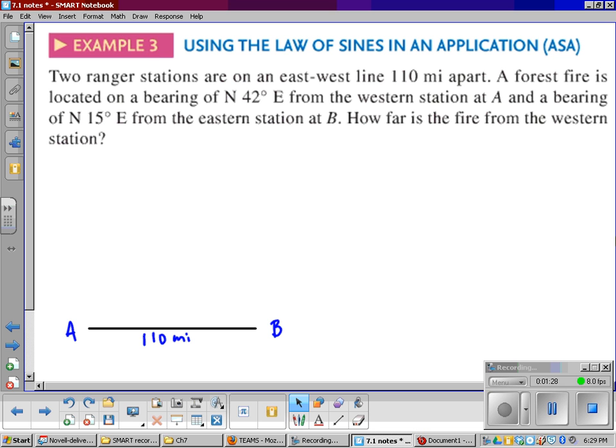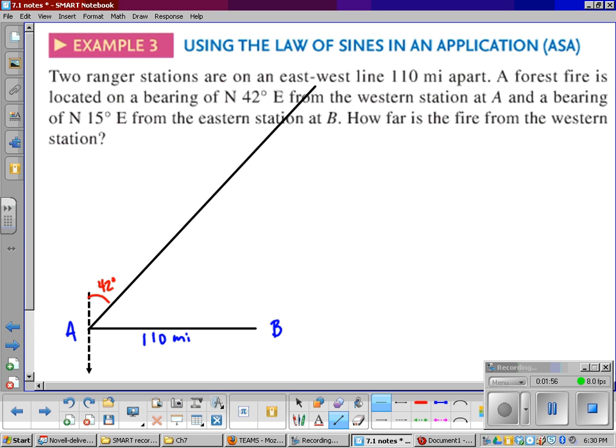So I'm going to take a bearing north 42 degrees east from the western station, which is at A. Anytime you take a bearing, regardless of the type, you need a north-south bearing line. So there's my bearing line. And if I start from the north and go 42 degrees towards the east, then somewhere right in there is going to be my travel line. So I start at the ranger station and the fire is up here somewhere.